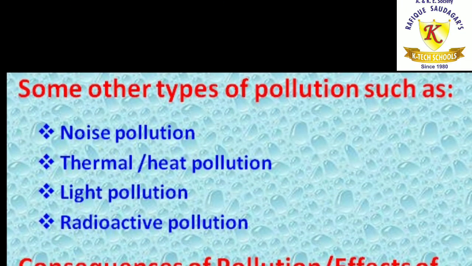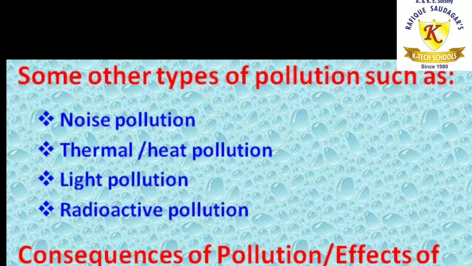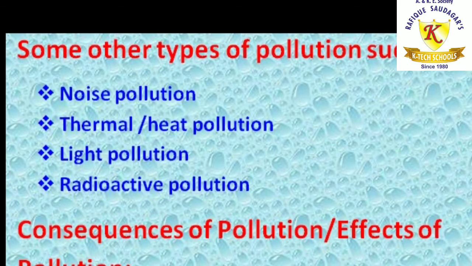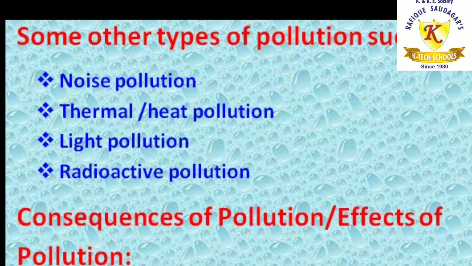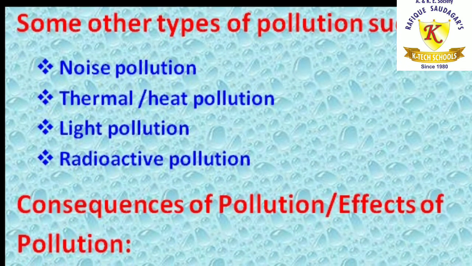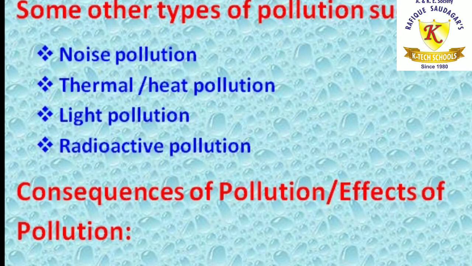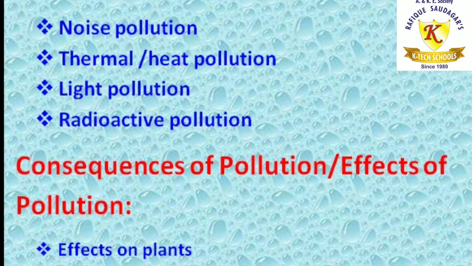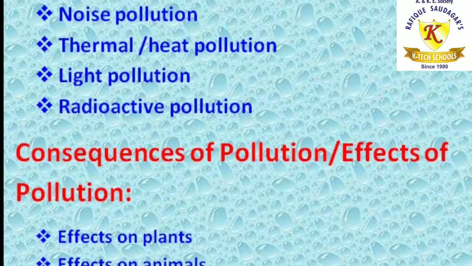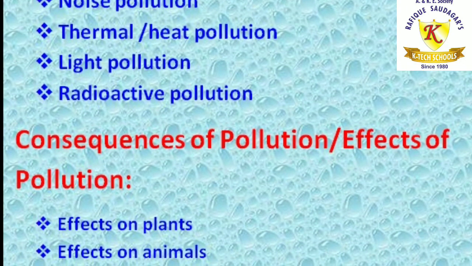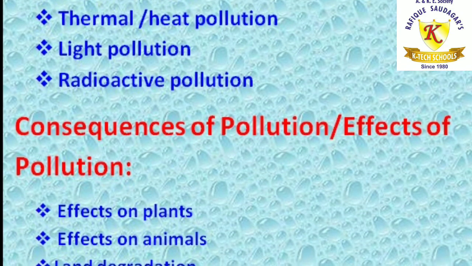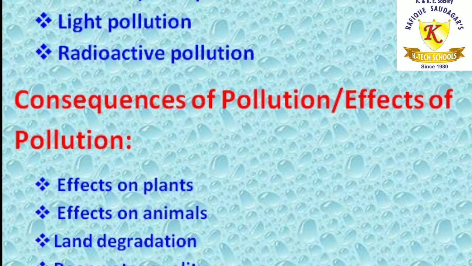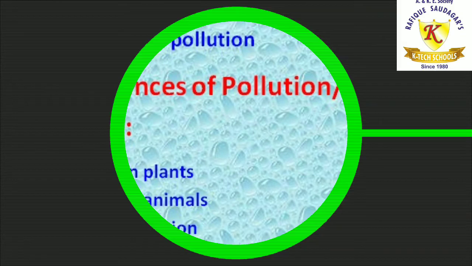Next we have also studied some other types of pollution such as noise pollution, thermal or heat pollution, light pollution and radioactive pollution. We have also studied the consequences of pollution or effects of pollution. How pollution affects plants. Pollution also affects animals. Land degradation and also the poor quality of water.